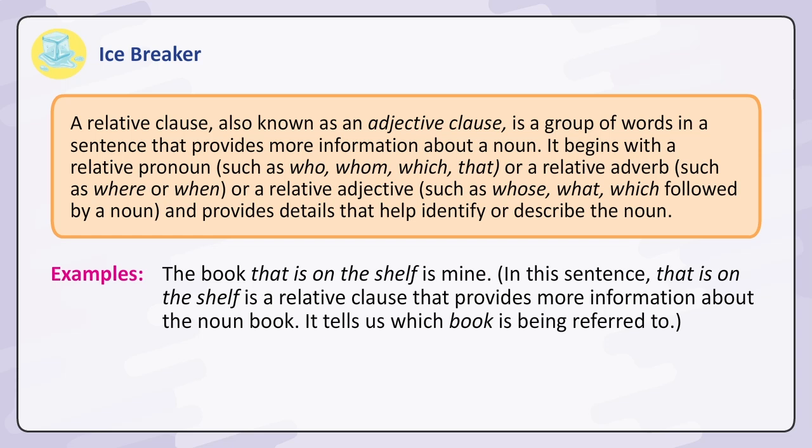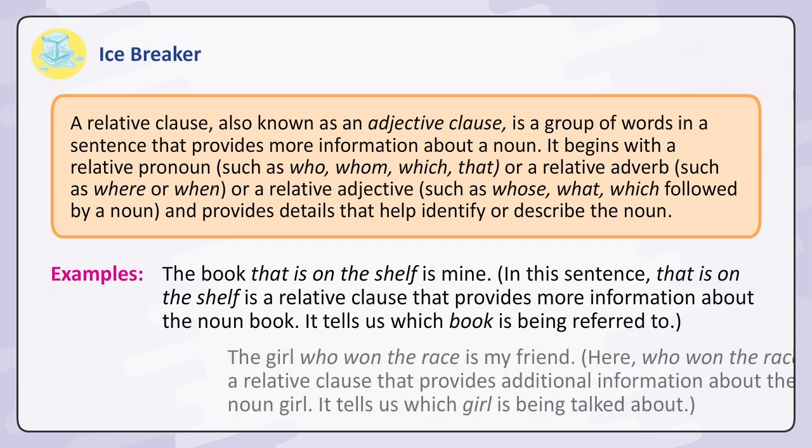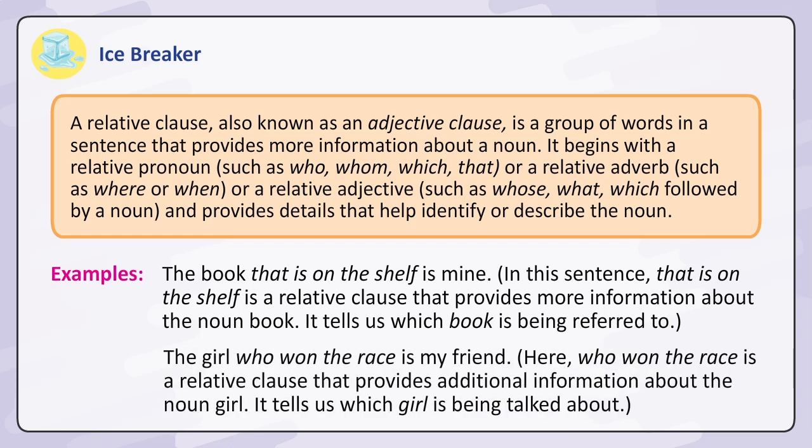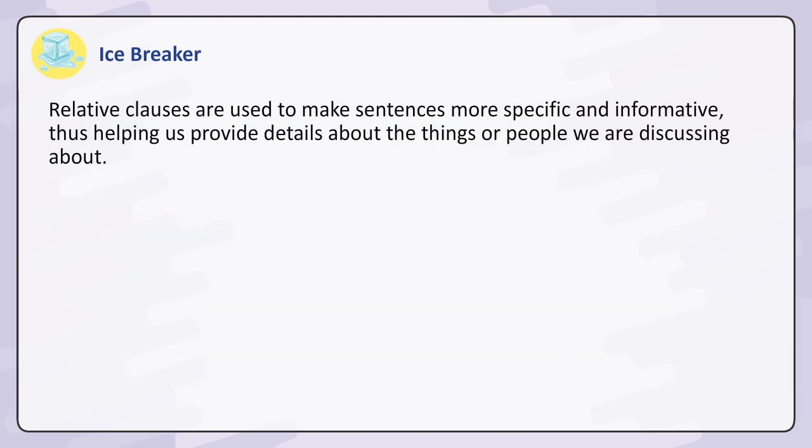In this sentence, that is on the shelf is a relative clause that provides more information about the noun book. It tells us which book is being referred to. The girl who won the race is my friend. Here, who won the race is a relative clause that provides additional information about the noun girl. It tells us which girl is being talked about. Relative clauses are used to make sentences more specific and informative, thus helping us provide details about the things or people we are discussing.